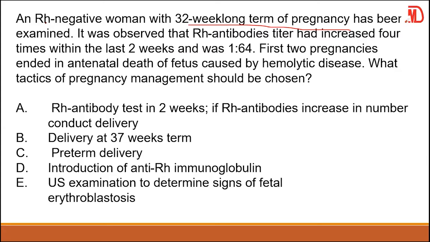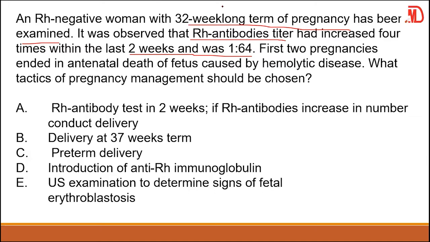So an Rh negative woman with 32 weeks of pregnancy has been examined. It was observed that the Rh antibody titer had increased 4 times within the last 2 weeks and was 1:64. That means that this person has given birth before and that necessitated the Rh antibody production in this woman. What it means is that subsequent babies could have a problem. But let's not jump to conclusions. Let's look at what is being said here.